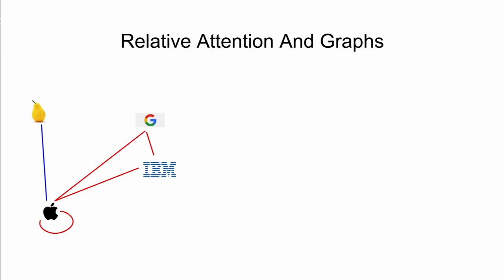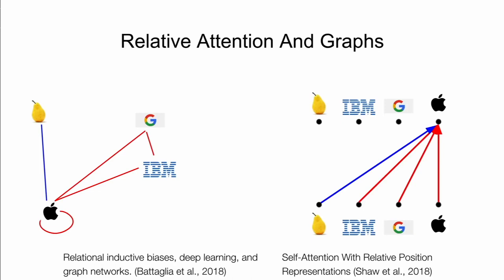Another interesting structure that relative attention allows you to model is a graph. Imagine you have this similarity graph where these red edges are this notion of companies and the blue edges are the notion of a fruit, and an apple takes these two forms. You could imagine relative attention being able to impose these different notions of similarity between different elements. So if you have graph problems, then relative self-attention might be a good fit for you. There's also a position paper by Battaglia et al. from DeepMind that talks about relative attention and how it can be used within graphs.